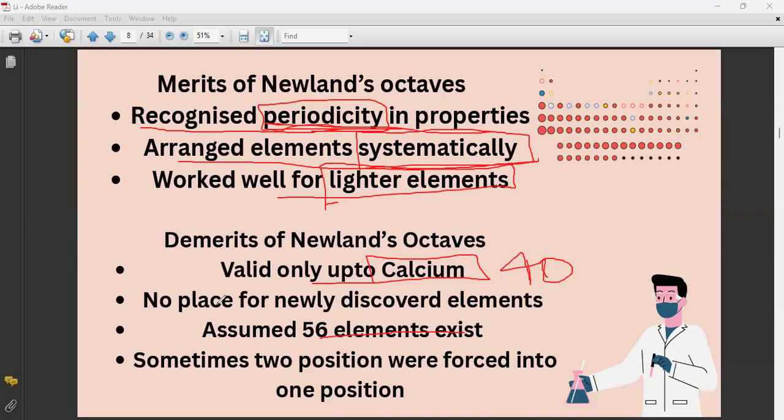And sometimes he placed two different elements into one position. So that was also a demerit, that it was not applicable for all of the elements.